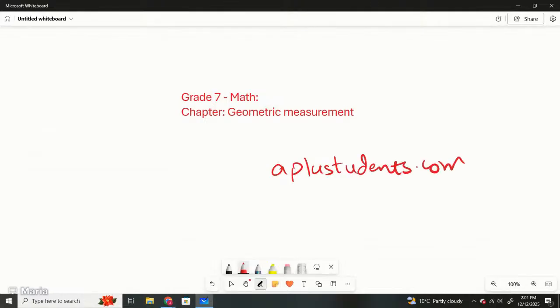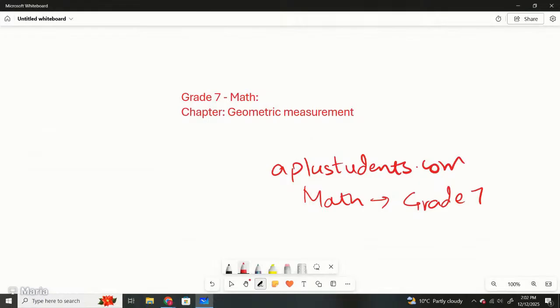You have to log in there using your email address, and the password is provided by the administrator. Then you have to select math from the subject tab. Scroll down to grade 7 math and then click on view all lessons. There you can find the list of the chapters.